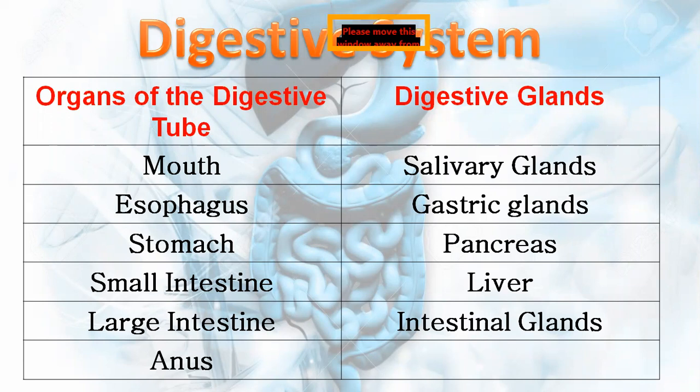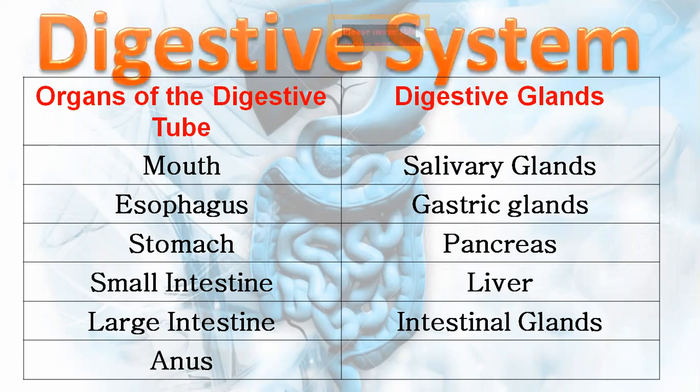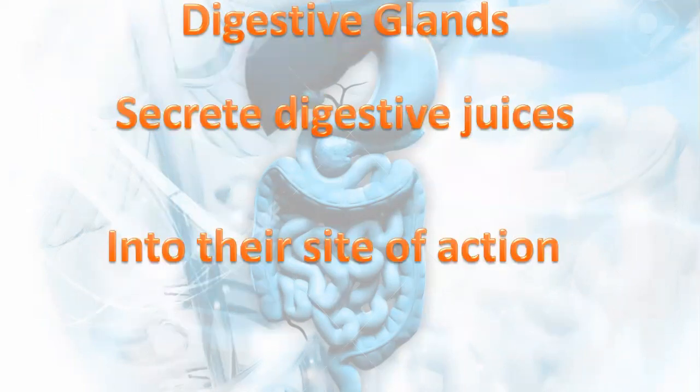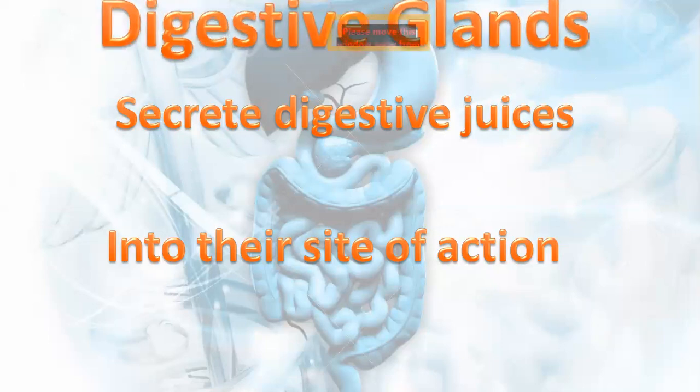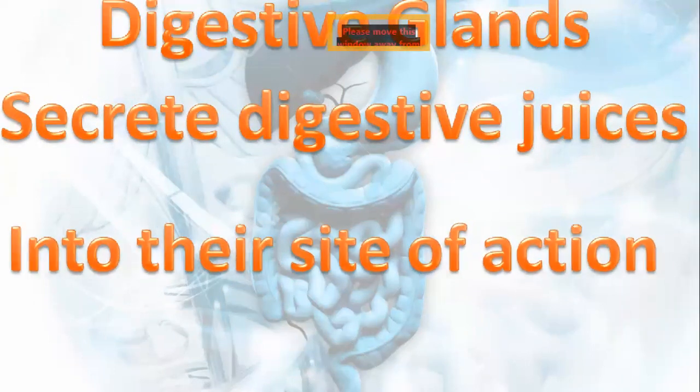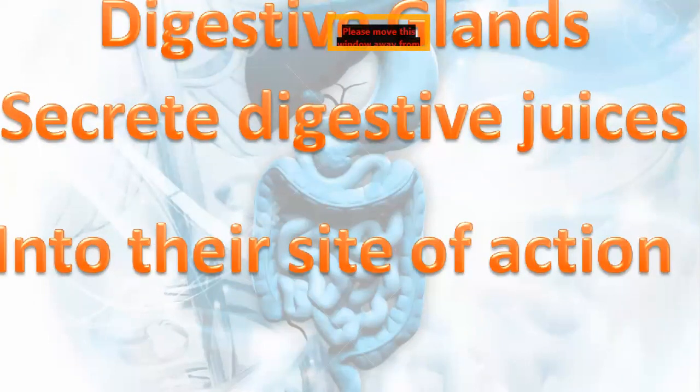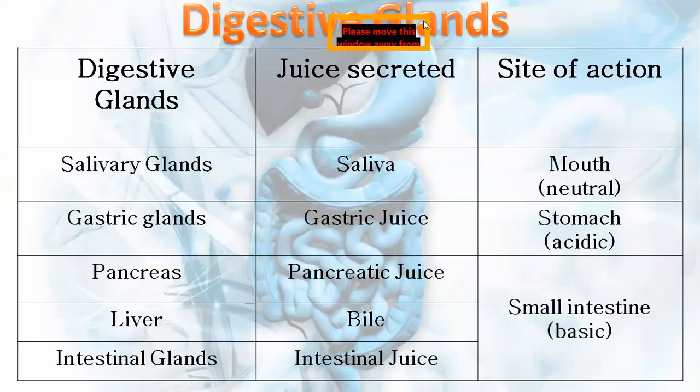As for the digestive glands, we have the salivary glands, the gastric glands, the pancreas, the liver, and the intestinal glands. You have to know the function of the digestive glands. Digestive glands have an important function. They secrete digestive juices to their site of action. So this is the function of digestive glands.